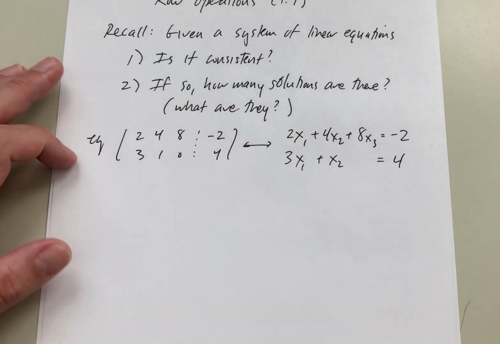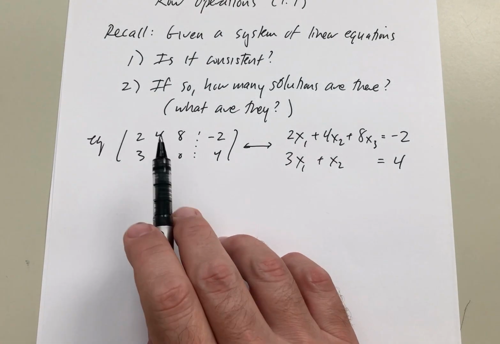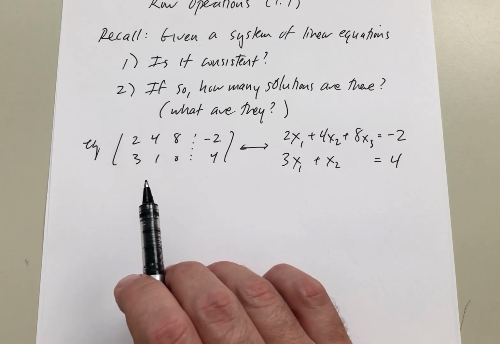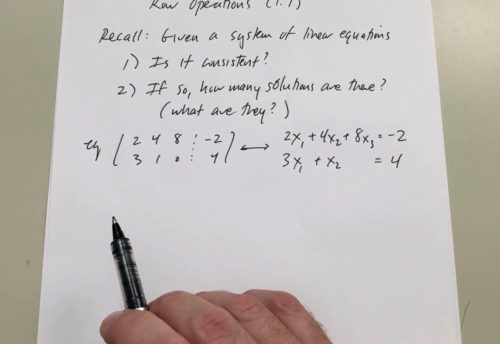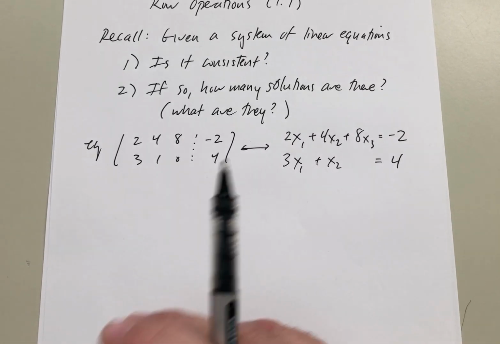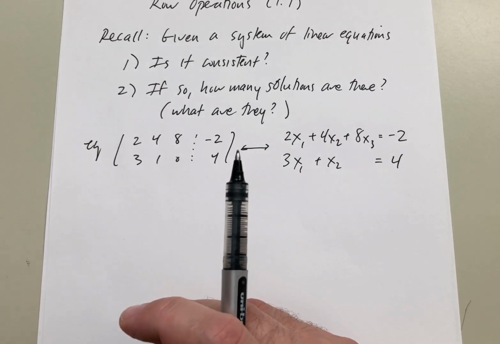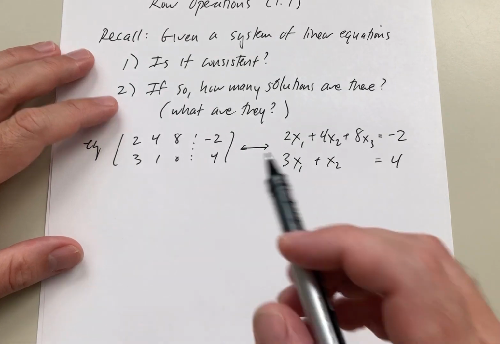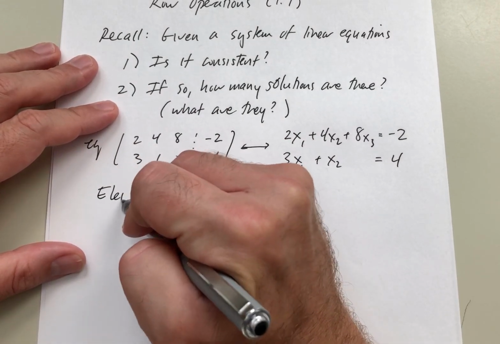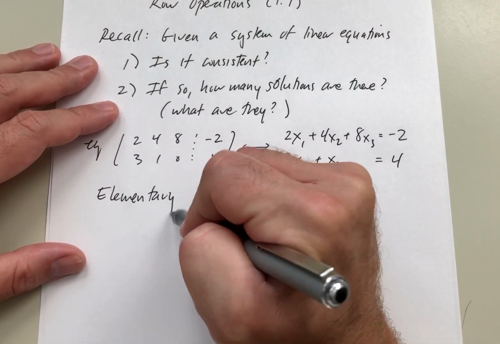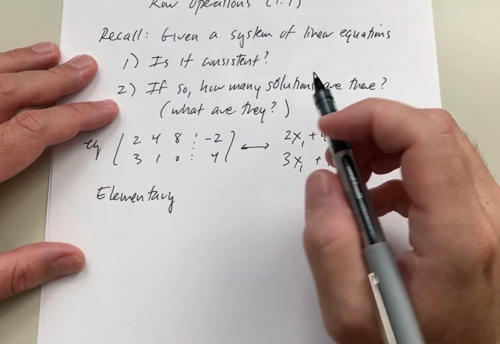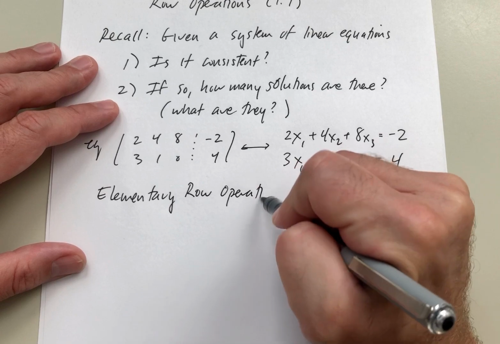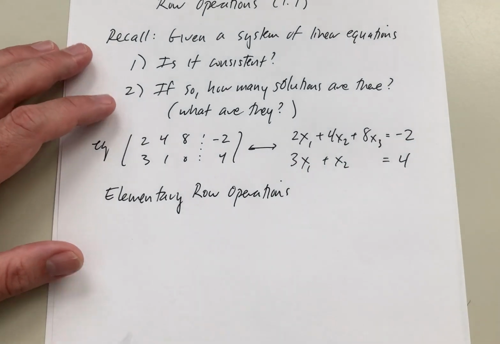The strategy here will be: give me one of these augmented matrices, and I'm going to transform it into a new system with the same solution set. I want to manipulate the equations so that I don't change the actual solutions, but I have a new form that's easier to analyze. The ways that we change this system will be called elementary row operations. Let me write these down so you have them in one place.